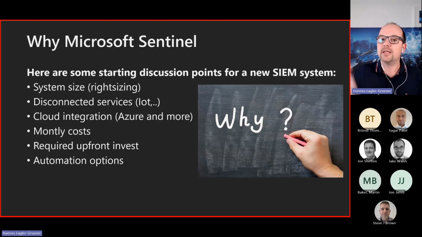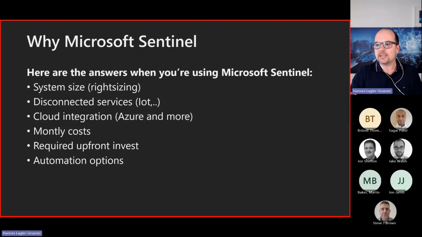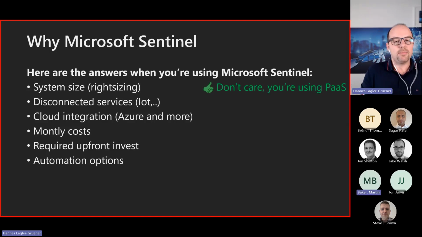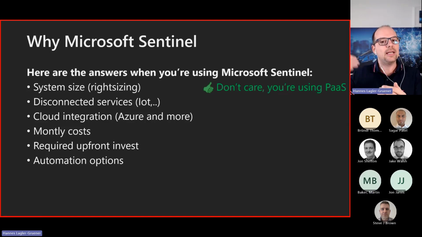We want to automate some incidents and maybe to fix the problem automatically. So when we think about Microsoft Sentinel, how can we handle this? The system right sizing is not really important for you because you're using platform as a service. So the service is scaling automatically up and down if it's required. You start small, expand, and you get the resources what you prefer or what you require.